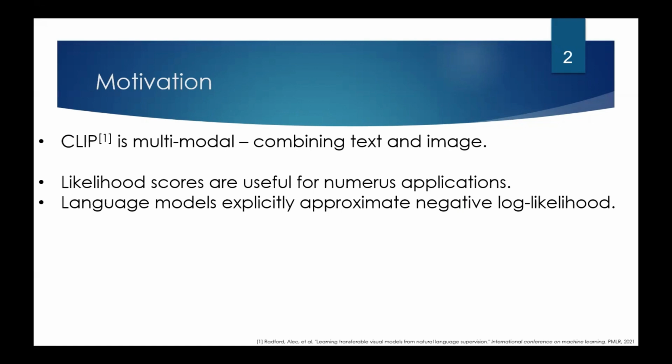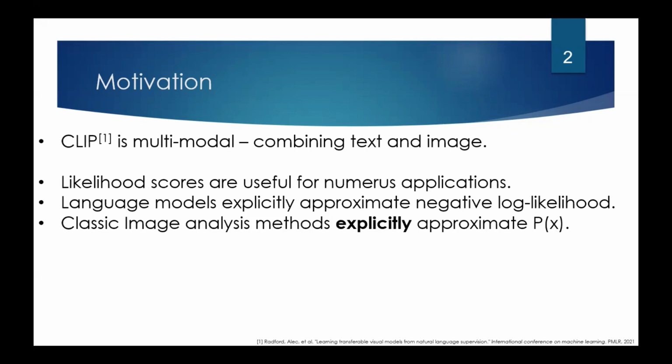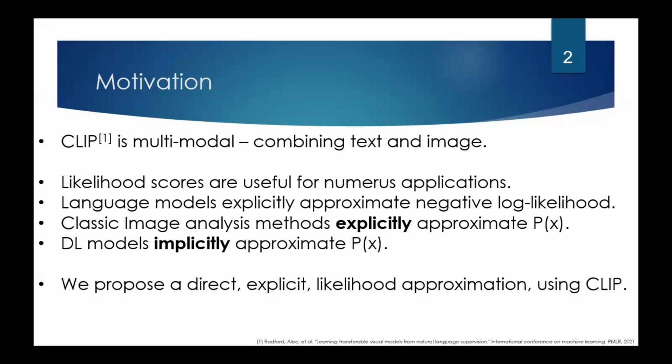Language models explicitly approximate such an interpretation through the negative log likelihood training loss. Classic image analysis methods used to explicitly approximate such a function based on some prior knowledge. Deep learning methods, which have advanced the image analysis field greatly in the past decade and a half, only implicitly approximate a probabilistic function. We propose a direct, explicit likelihood approximation using CLIP.